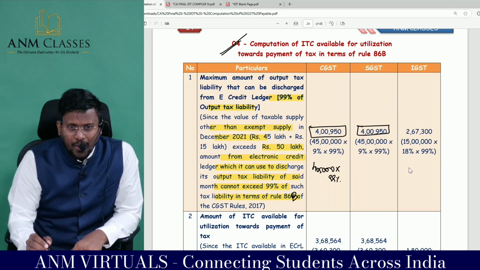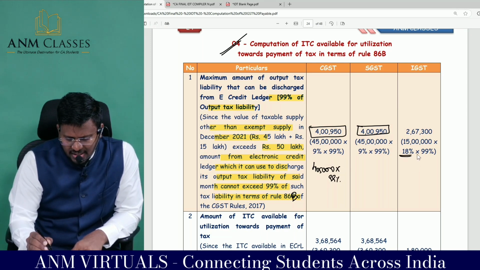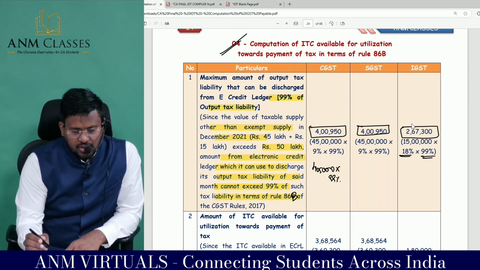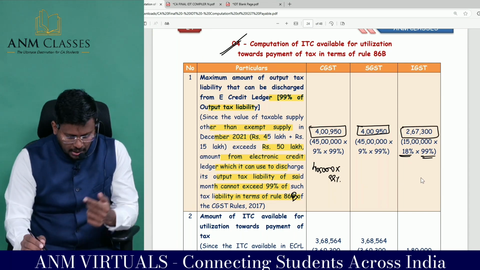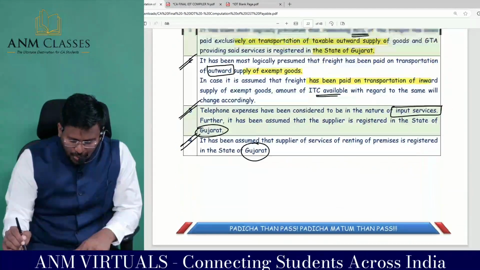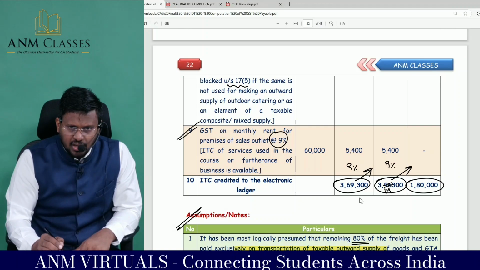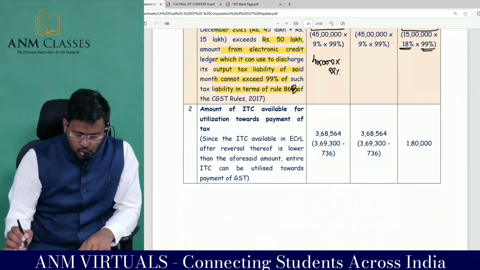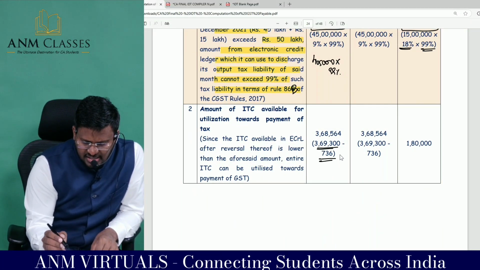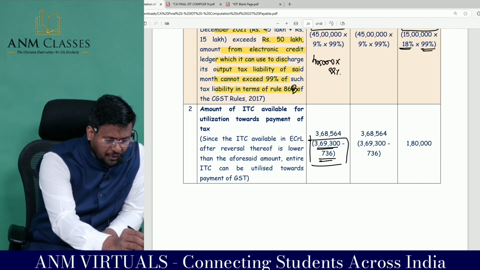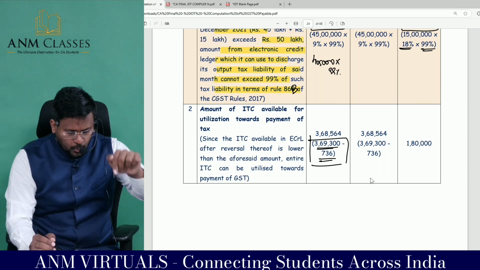Whereas for IGST, what is the outward supply value? 15 lakhs into the tax rate, into 99% comes to 2,67,300. Now I am going and checking what is the amount available in the ECL. The amount that we credited to the ECL is 3,69,300. But in that, 736 is ineligible common credit, right? So 3,69,300 minus 736 means what is the amount available? 3,68,500.